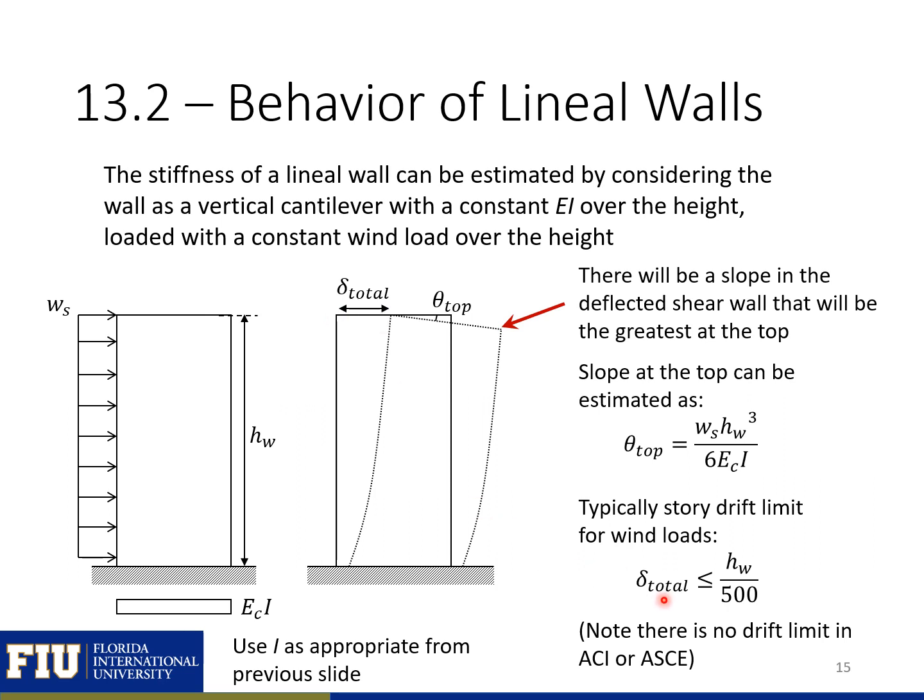And we can compare that total drift with a typically used limit of height of the wall over 500. Note that there's no drift limit currently specified in ACI or ASCE, but ASCE 7-10 does say that lateral deflection or drift of structures and deformations of horizontal diaphragms and bracing systems due to wind effects shall not impair the serviceability of the structure. So a typical limit to ensure that our lateral deformations don't impair the serviceability of the structure is this h_w over 500 limit.